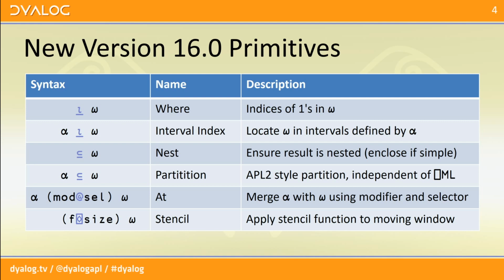So in version 16, we took 4 new symbols into use as primitives in the language. And we're going to go through each one of these. There are 2 primitives used as functions and 2 new operators. The iota underbar is used for 2 functions called where and interval index. The enclose, or left shoe I think it's called, underbar, is used for 2 functions called nest and partition. The @ sign has been taken into use as a merge operator. And finally, the quad diamond is now something called Stencil, which allows you to apply a stencil function to a moving window.